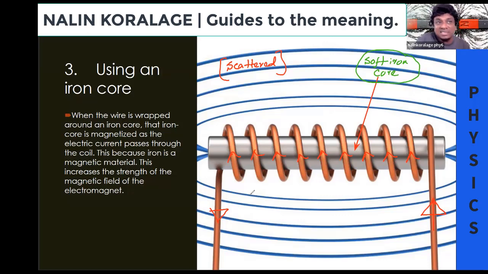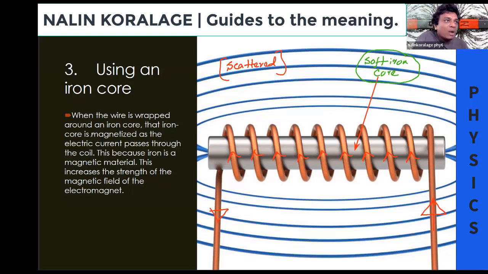Now, actually, because of this electric current which is flowing through the coil, that soft iron core is getting magnetized, right? So it is getting magnetized, and it is going to support, or arrange, the magnetic field of the coil, by making that magnetic field a little more concentrated. So thereby increasing the strength of the magnetic field.